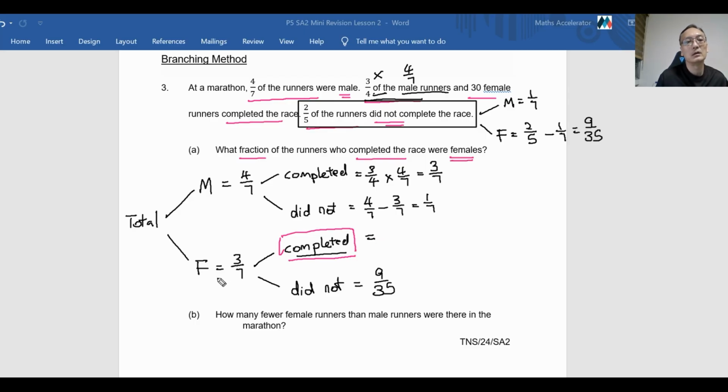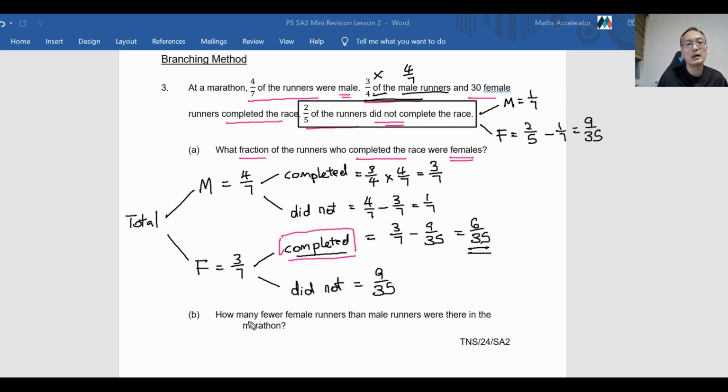Now we're ready to find the female who completed the race. The fraction for female in the marathon is 3/7. If 9/35 of the total runners are female who did not complete, we will take 3/7 minus 9/35, and we will arrive at 6/35. So that's our part A answer: 6/35 of the runners were female who completed the race.